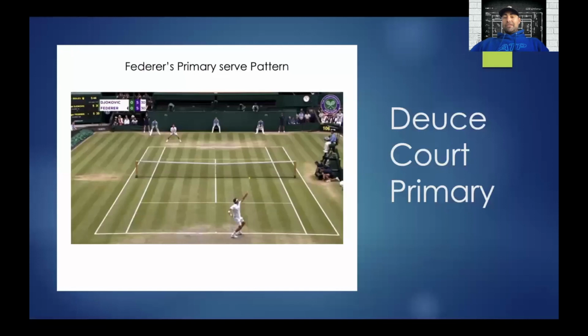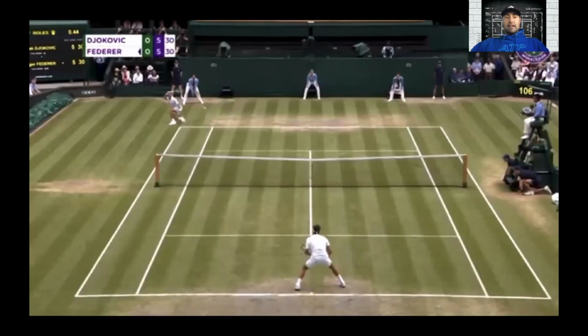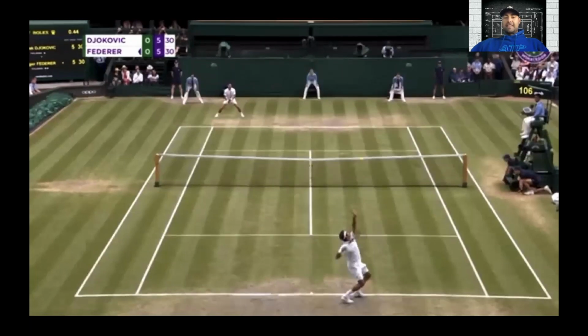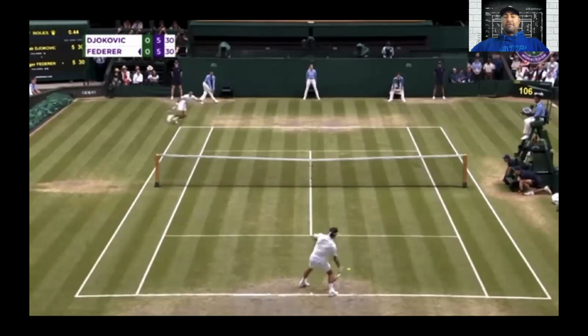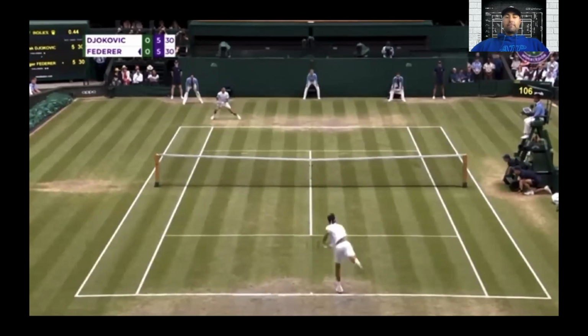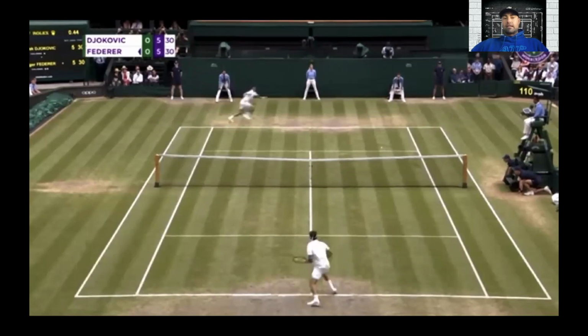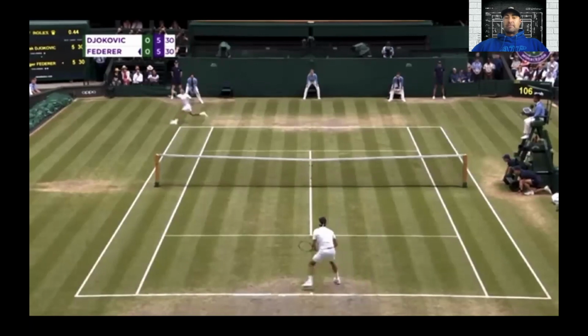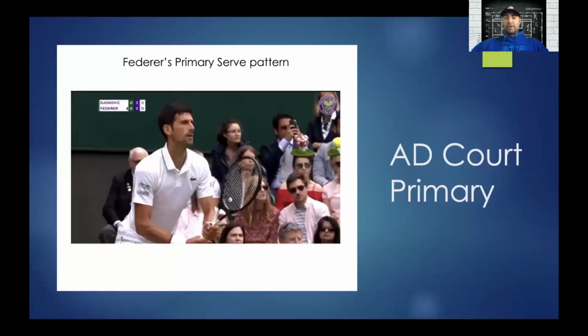So, deuce court primary. This is another point from earlier in the match. And you can see this is what might have happened had Federer used his slice serve wide. Even though Djokovic is on it, Federer's really not getting an ace out of this because Djokovic is there. He would have maybe had something a little bit easier to take control of the next ball. But I think that's really interesting to take that into account.